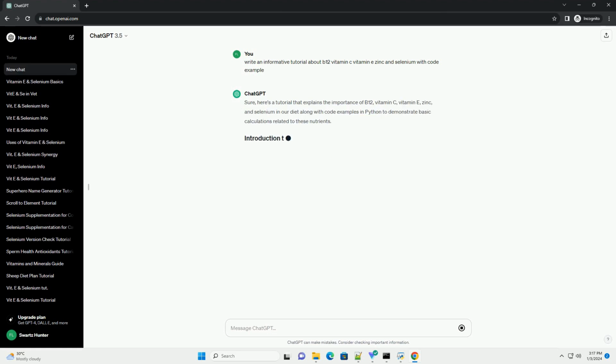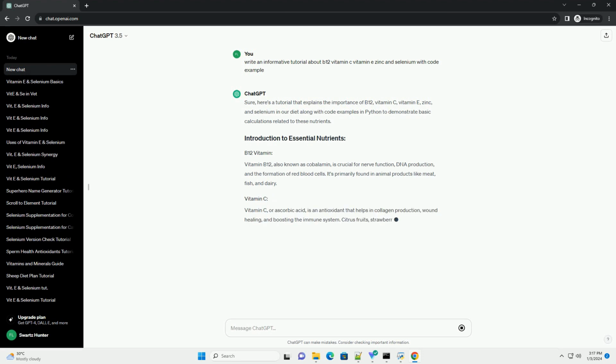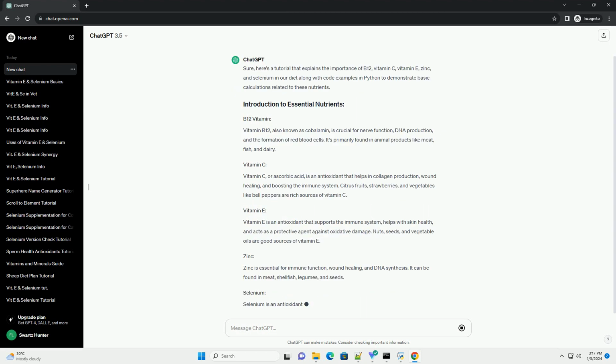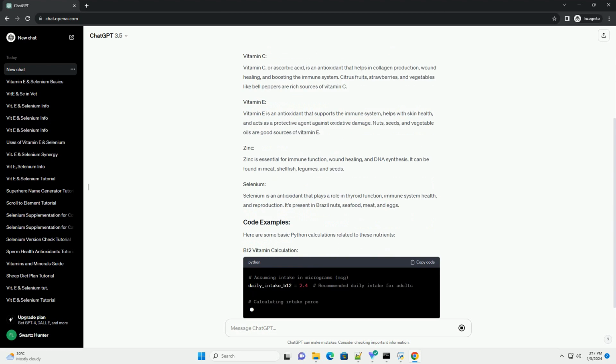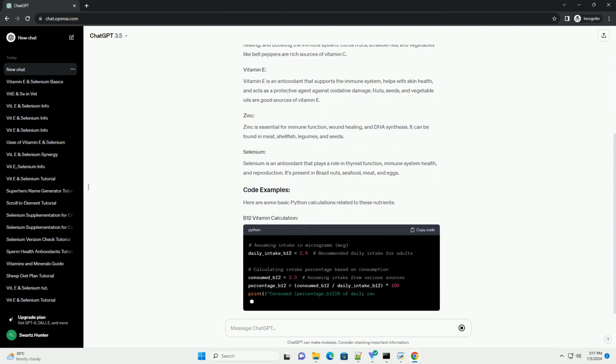Sure, here's a tutorial that explains the importance of B12, vitamin C, vitamin E, zinc, and selenium in our diet, along with code examples in Python to demonstrate basic calculations related to these nutrients.